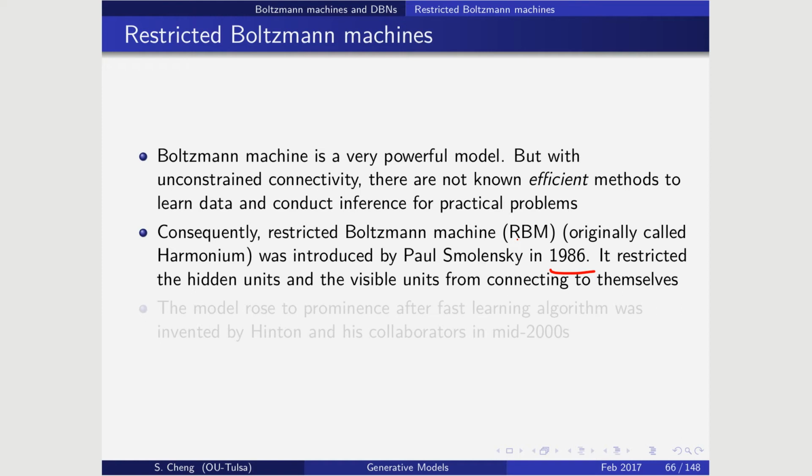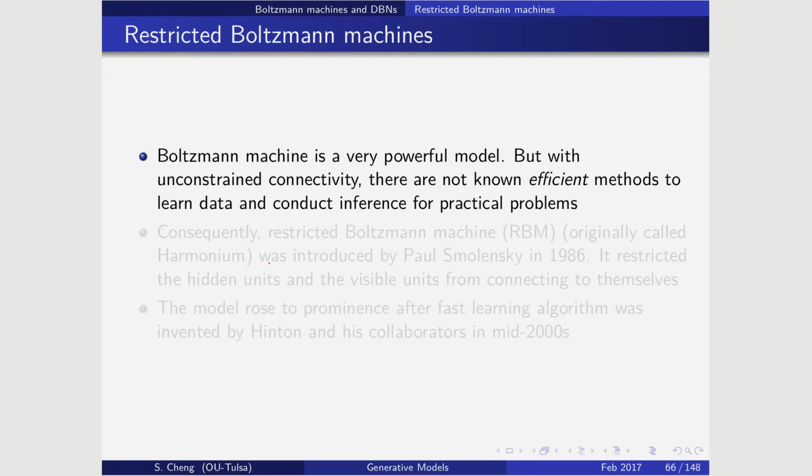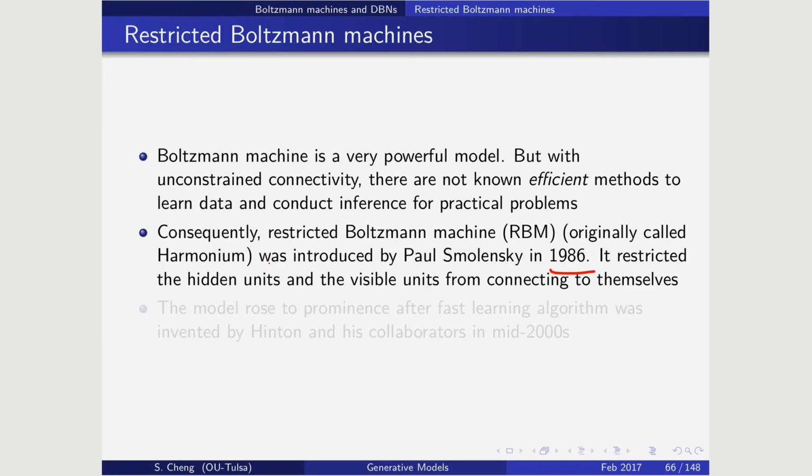Basically, it just disallows any self-connection within the hidden units and also within the visible units. Basically, the hidden units cannot connect to themselves, and the visible units cannot connect to themselves. So all these connections, you just erase them, and also these connections, you just erase them. And this will be the restricted Boltzmann machine.